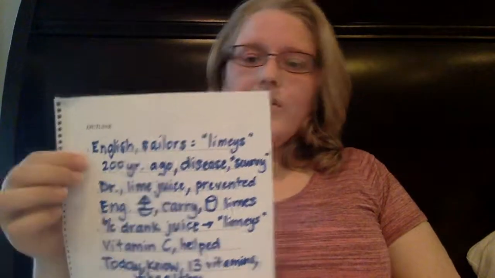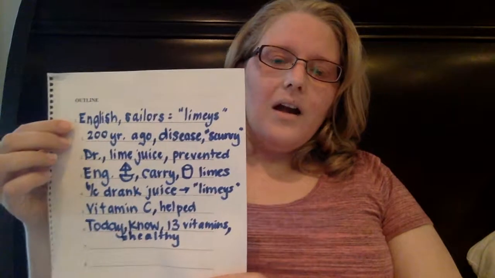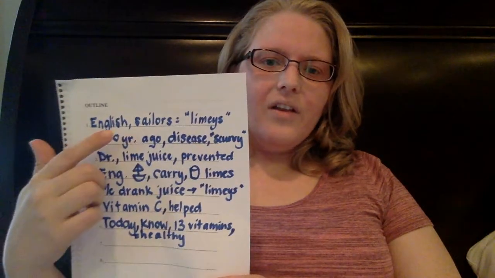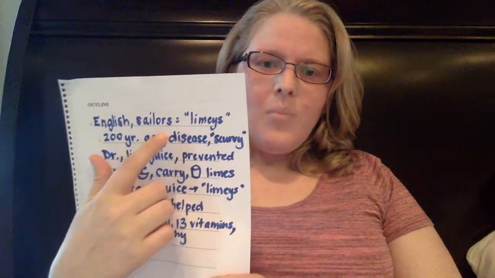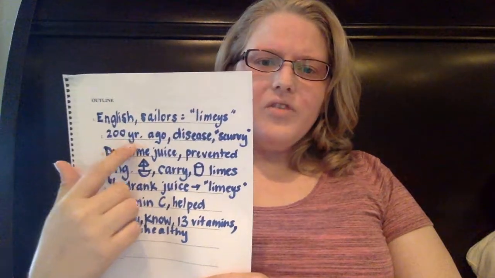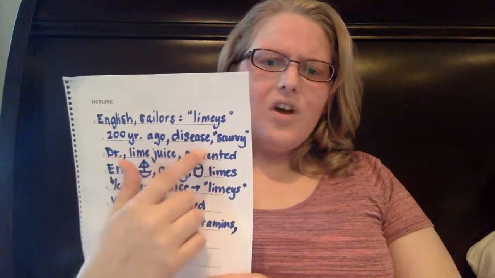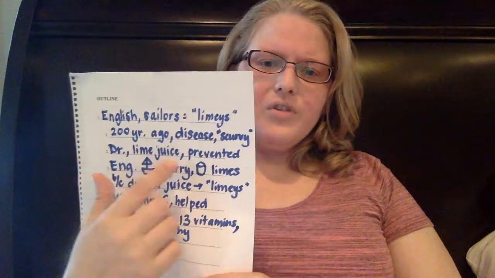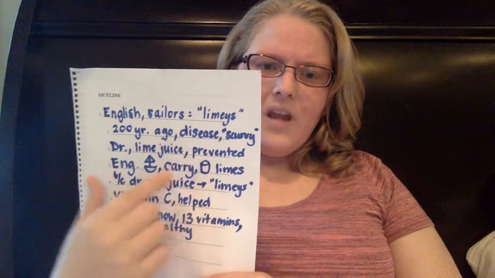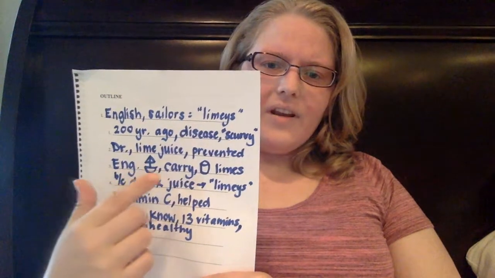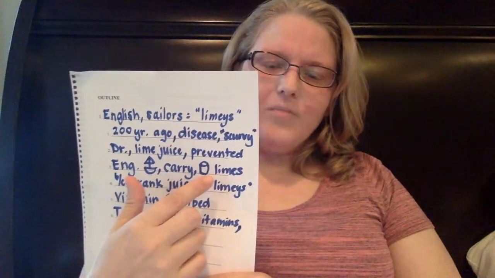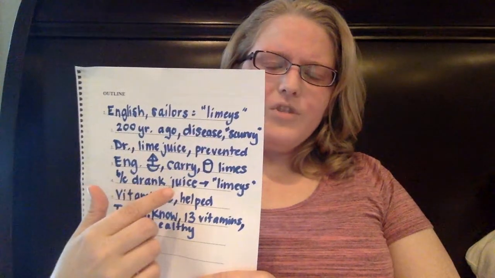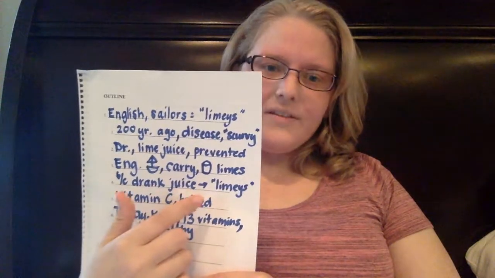So they'll sit there and they'll go through with you and say, a long time ago, English sailors were called limeys. This is because 200 years ago, they were getting a disease called scurvy. A doctor figured out that lime juice prevented scurvy. So English ships started carrying barrels of limes, and because the soldiers drank the lime juice, people called them limeys.